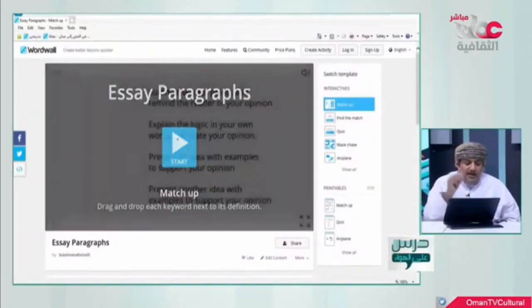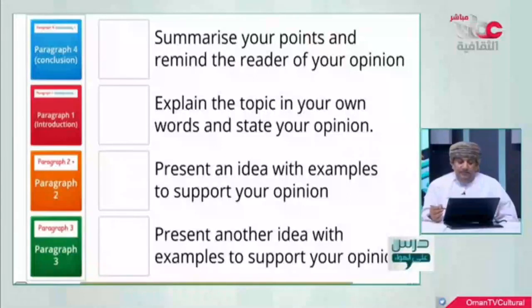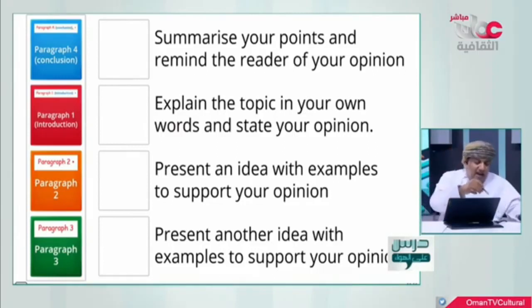Okay, the essay paragraph. Now, as you can see here, we have 4 paragraphs on your right side, and you have an explanation on the right side of your board. Now, let's read here. On the left side, paragraph 4 is the conclusion, and paragraph 1 is the introduction. Paragraph 2 is here, and here is paragraph 3. So let's read it quickly.